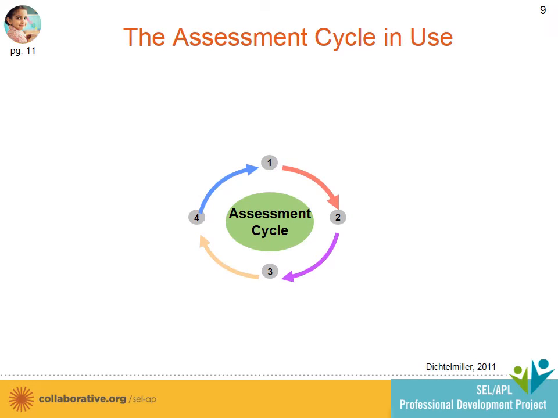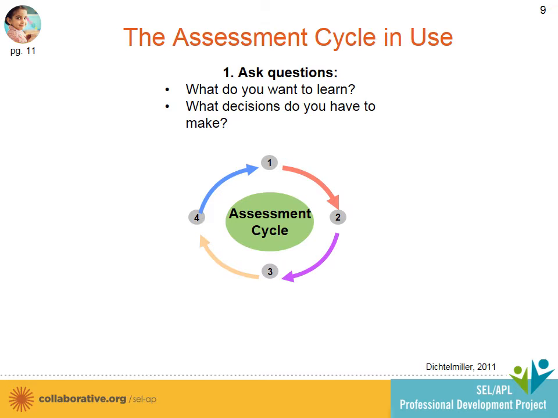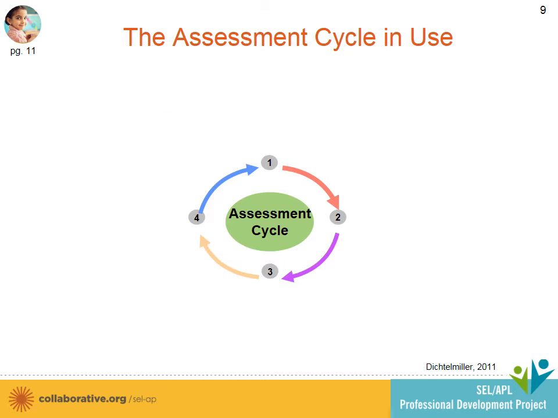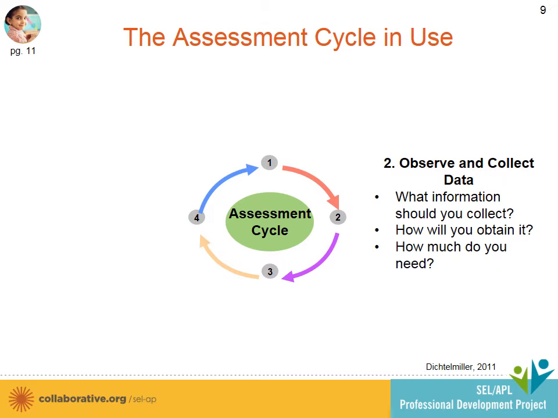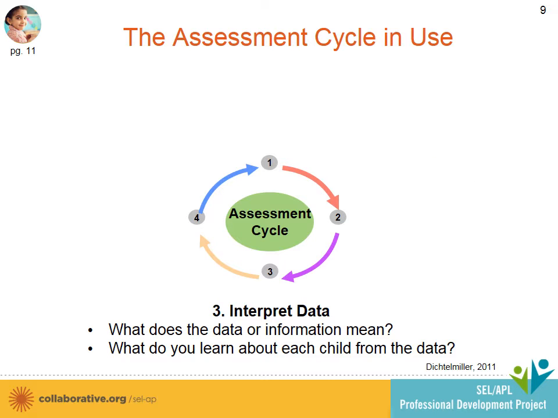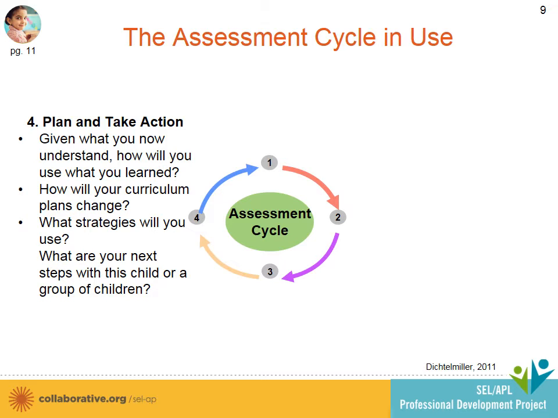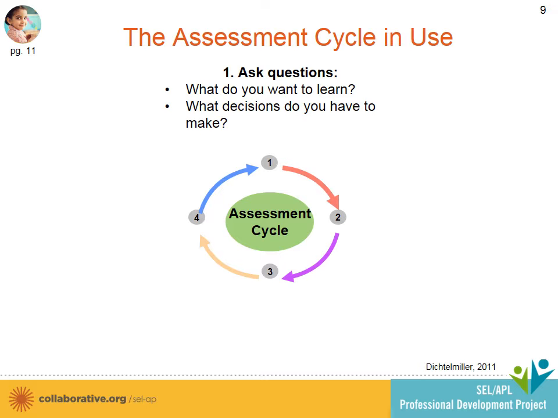You can also find a copy of the assessment cycle on page 11 of Booklet 1. Assessment is a cyclical process involving several steps. It begins with a question, often something you want to learn that arises because you must make a decision. Depending on the question, information is collected in a variety of ways. Once collected, this information is referred to as data and evidence. Next, you interpret the data. Then, based on what you've learned, you decide how to support a child's development and learning, the focus of your next assessment activities. And then the cycle begins again.